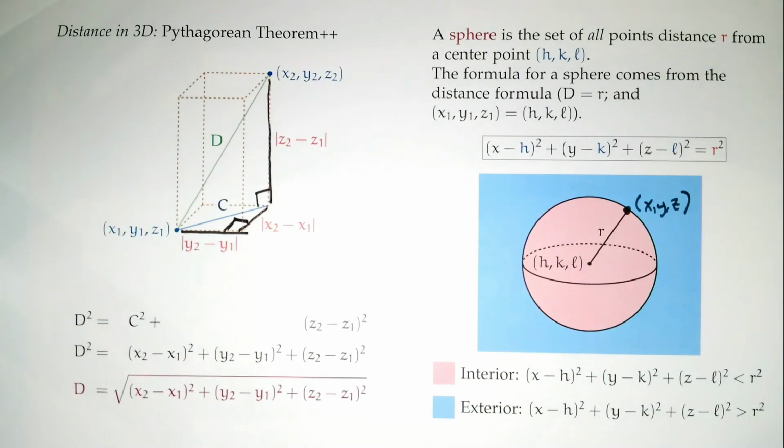So the formula for the sphere follows immediately from the formula for distance. Now, the formula for the sphere, again, that's the shell, but maybe we don't want the shell. Maybe we want the inside, or maybe we want the outside. So let's think about it. What's true about the points that are inside the sphere? How far are they away?